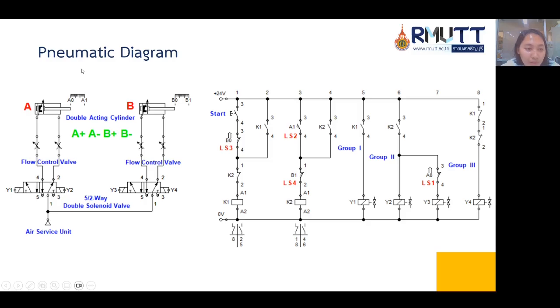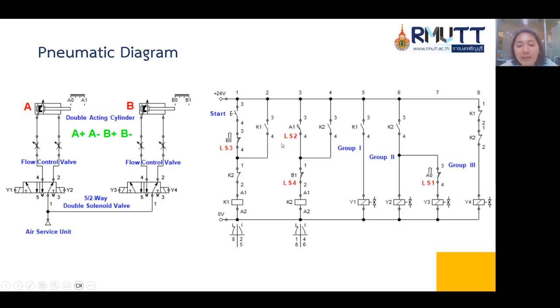And this is the electropneumatic diagram that I made using FluidSim. These are the components. The first are double acting cylinder A and double acting cylinder B. And this is the symbol of the flow control valve. There are 4. And then there are 5/2 way double solenoid valves, and this is the air service unit. This double solenoid valve is controlled electrically. So the symbol is like this one.